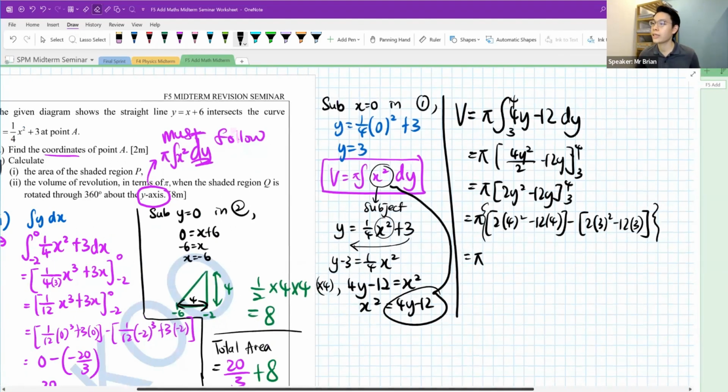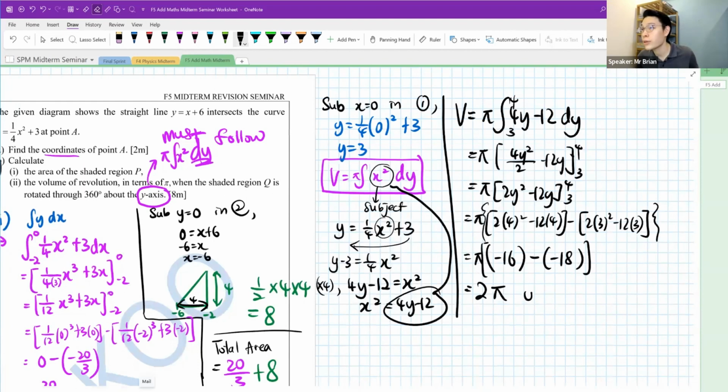Okay, let's quickly get our final answer. Negative 16 minus negative 18. And it would be 2 pi as the final answer. If you want to write the units, it'll be unit cube. Okay, 2 pi is the final answer.